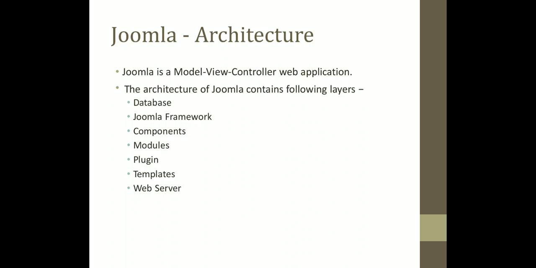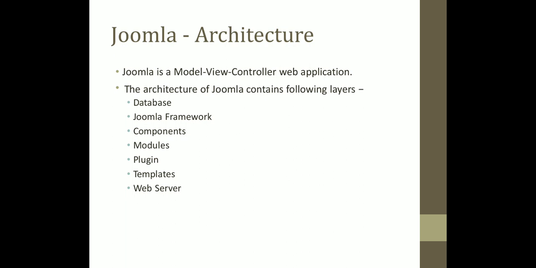So the components are divided into two parts, that is administrator and site part, and these help to render the body of the main page. The administrator part manages different aspects of the component, and the site part helps in rendering the pages when a request is made by the site visitor. The components are the main functional unit of Joomla.